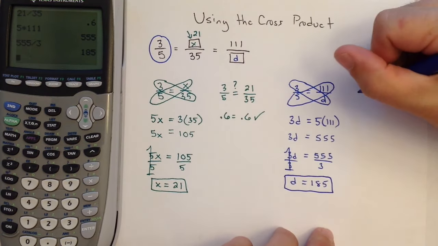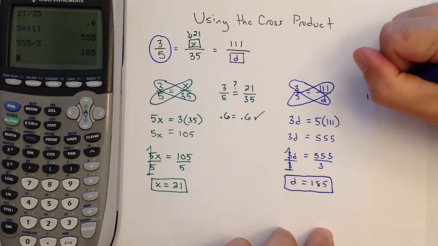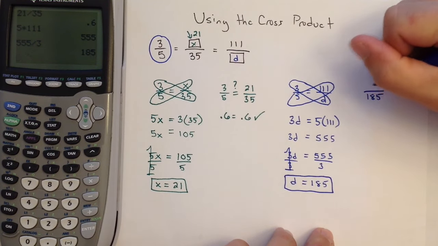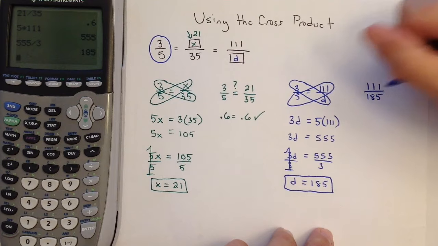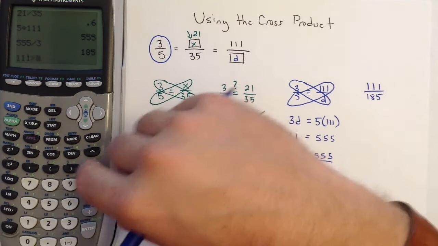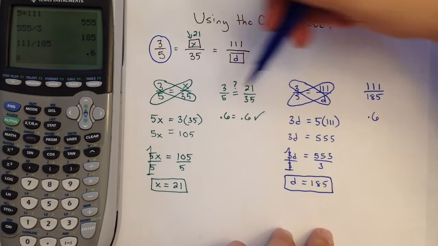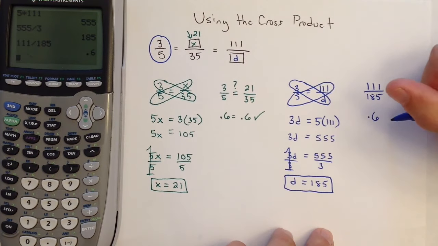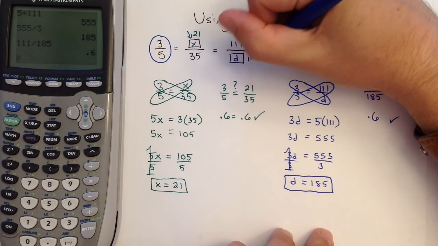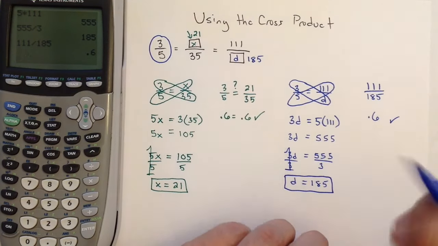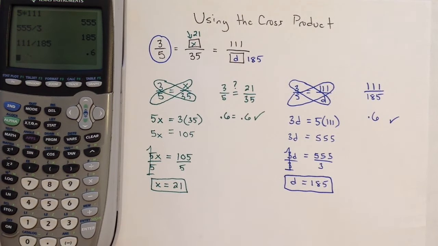And we can check this as well by dividing 111 out of 185. When I do that, I get 0.6. And before we did, 3/5 already is 0.6. So we know that our denominator really is 185. And that's how we solve for any side of a cross product.